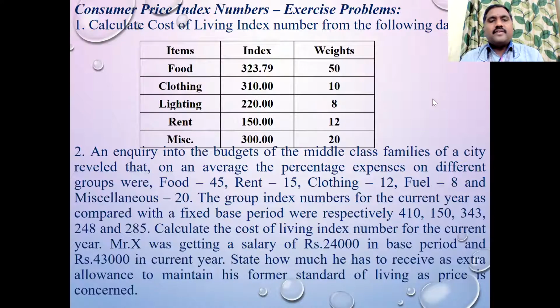So the first problem is given: calculate the cost of living index number from the following data. See, items are given, index is given, weightage is given. So I is given, W is given, right? Now we can calculate directly. What is the formula? Refer to the previous slide. You copied the formula, right? There are different formulas you copied. Use any one of the formulas and find out. Open up one more column, I into W, multiply this, calculate summation IW, calculate summation W.